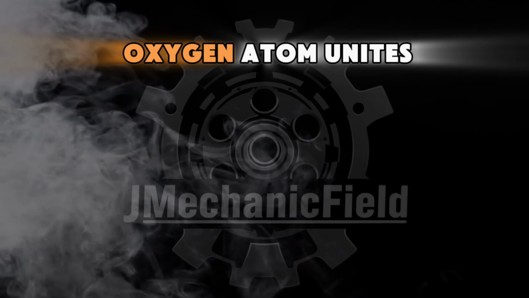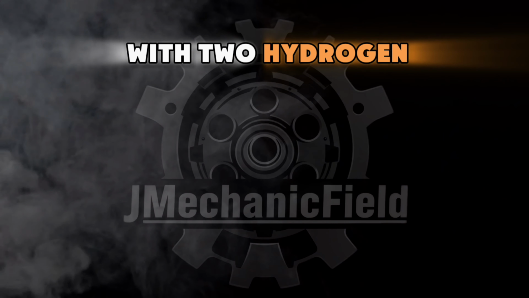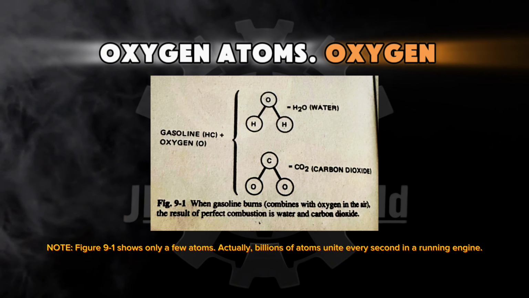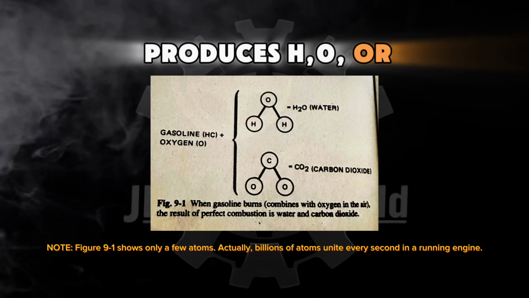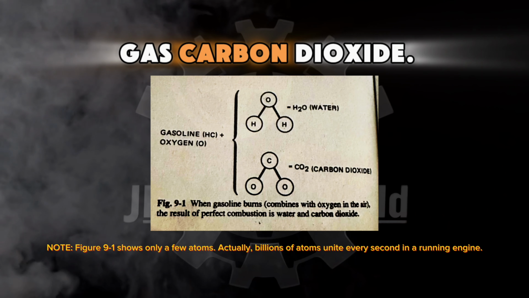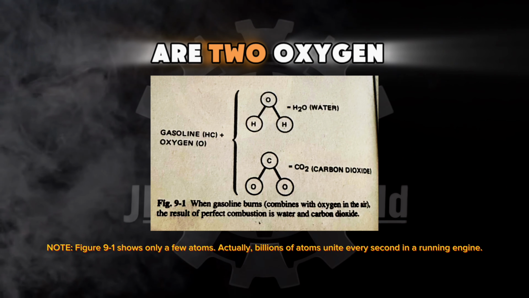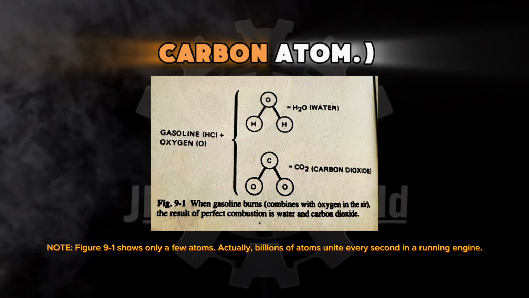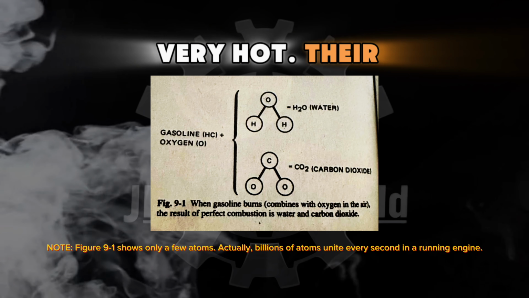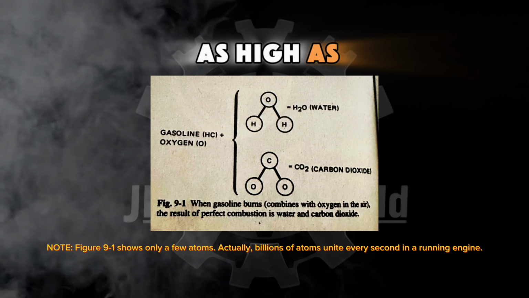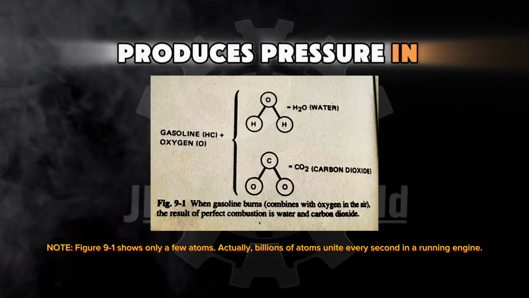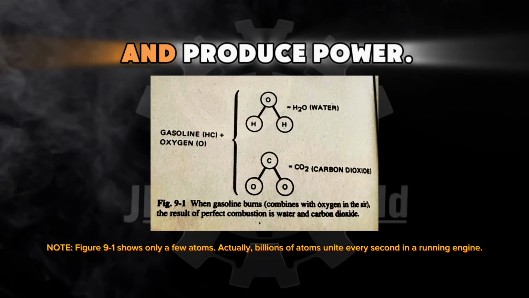During combustion, each oxygen atom unites with two hydrogen atoms. Figure 9-1. Each carbon atom unites with two oxygen atoms. Oxygen uniting with hydrogen produces H2O, or water. Carbon uniting with oxygen produces CO2, or the gas carbon dioxide. Dioxide because there are two oxygen atoms to each carbon atom. During combustion of the fuel, the burning gases get very hot. Their temperature may go as high as 6,000 degrees Fahrenheit, or 3,316 degrees Celsius. This high temperature produces pressure in the engine that makes it run and produce power.